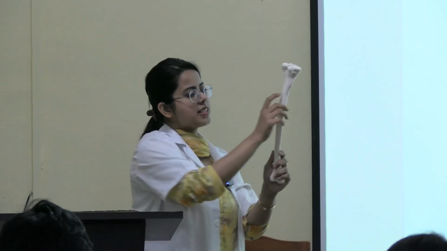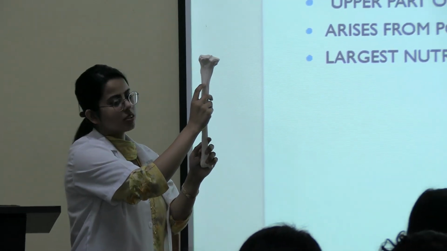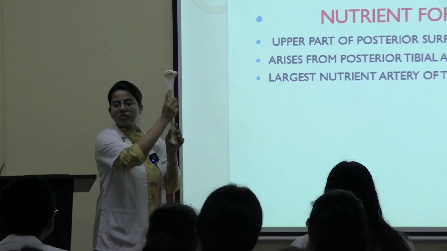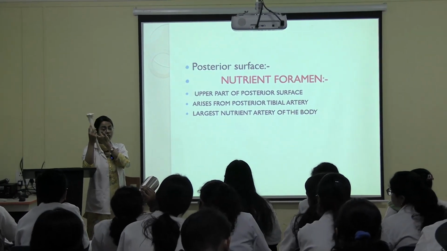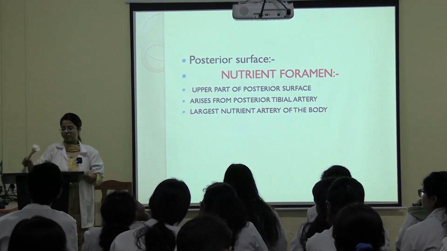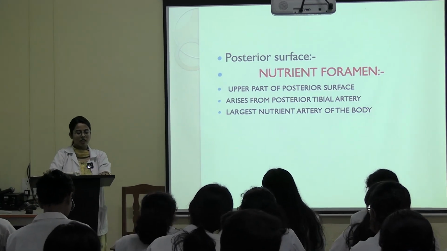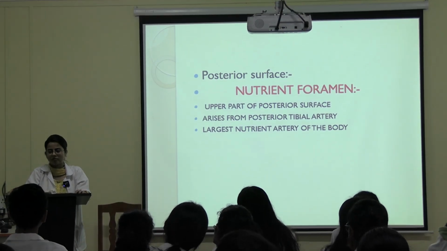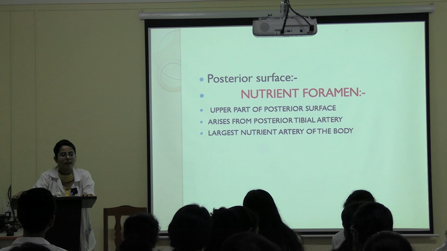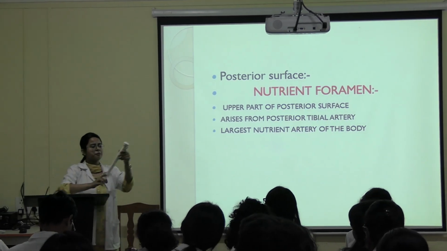Now you can see some foramen like structure here. Okay, this is the nutrient foramen. So blood supply of long bone has been done. So do you know what is nutrient artery, what is nutrient foramen? So this is the nutrient foramen.